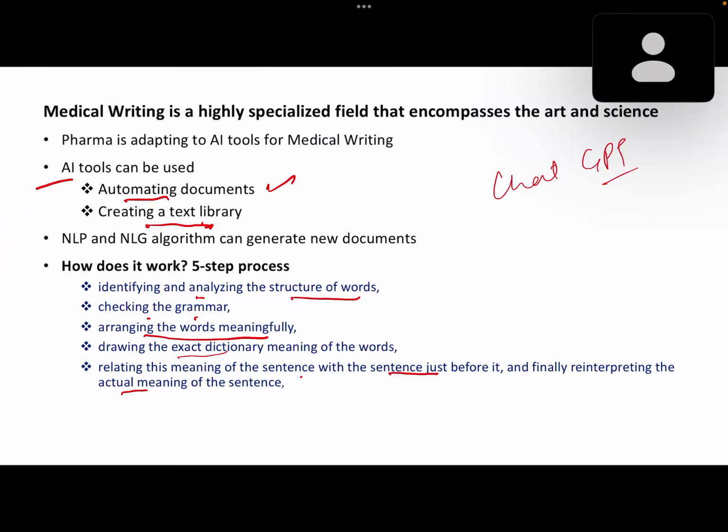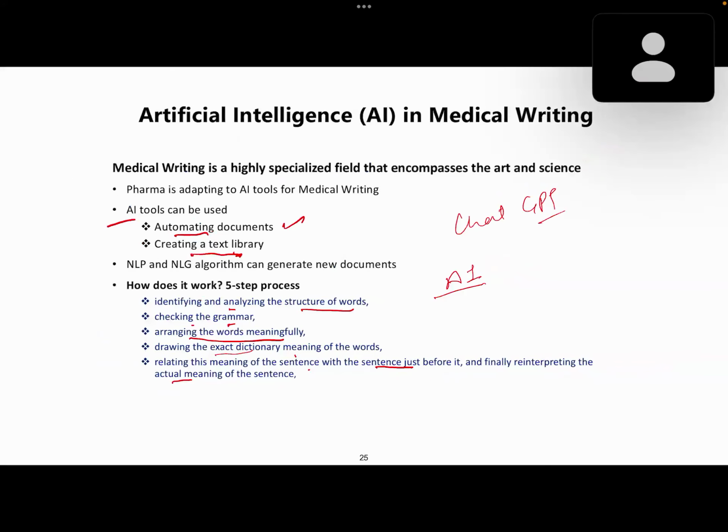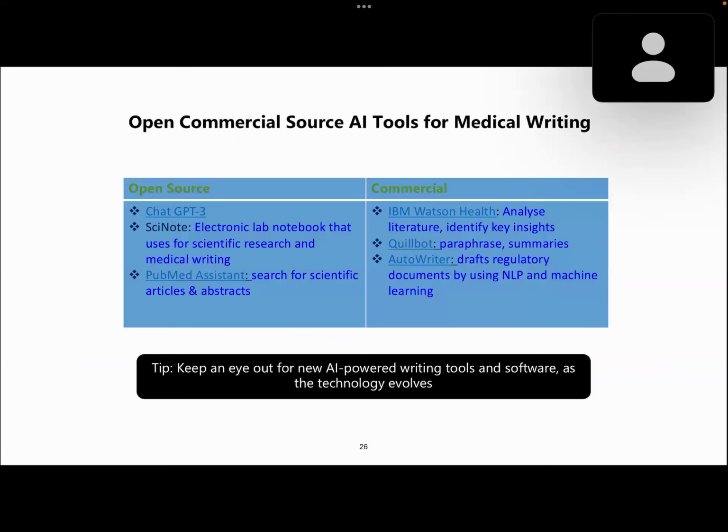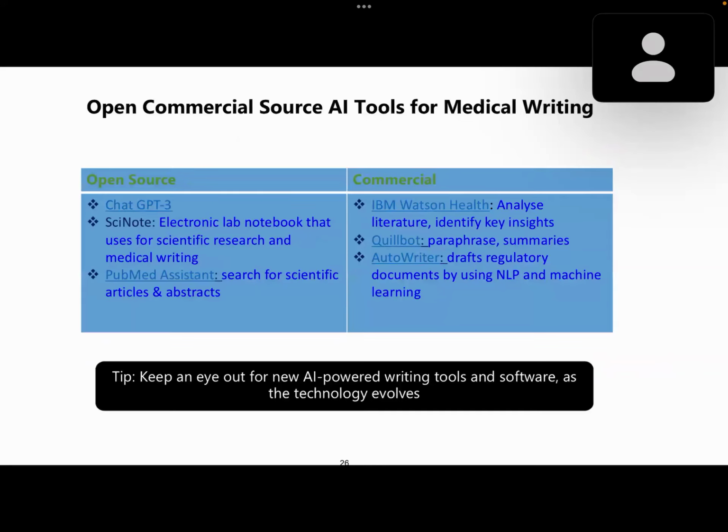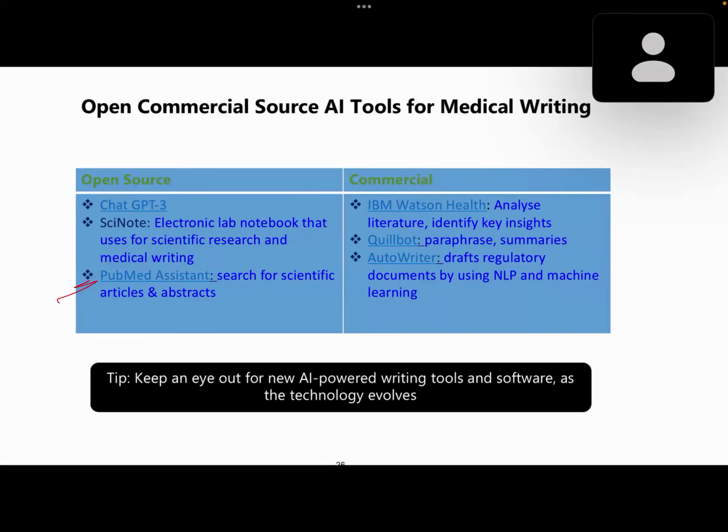Now, when you will be working in any company, it already has AI embedded. For grammar and sentence structure, it will automatically alert you whether it's correct or not. Okay, so these are a few sources I have given you. This is PubMed Assistant. You can open PubMed today and you will be amazed to see it is coming with an AI assistant.